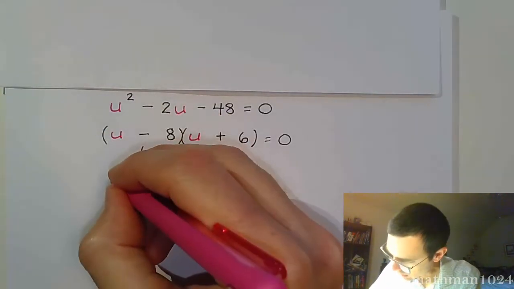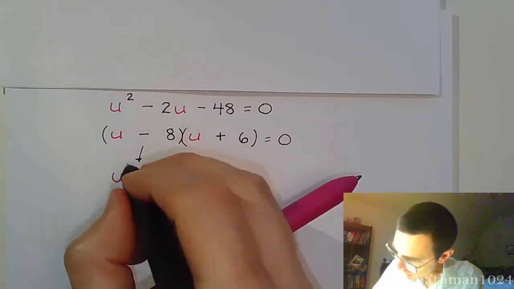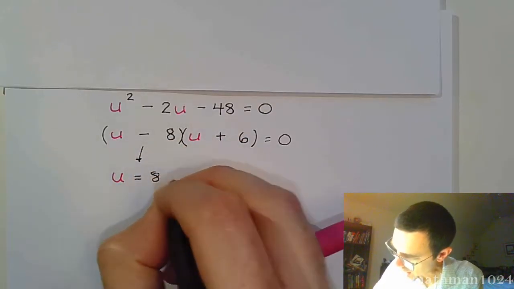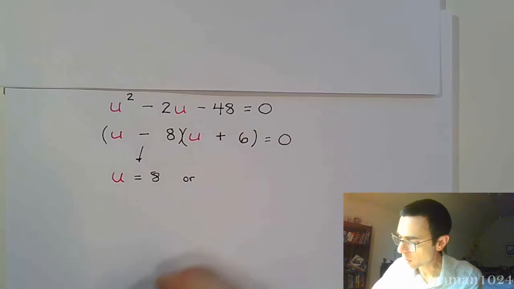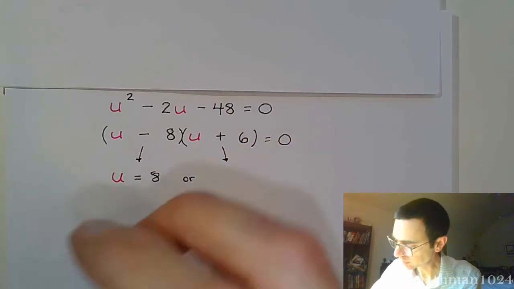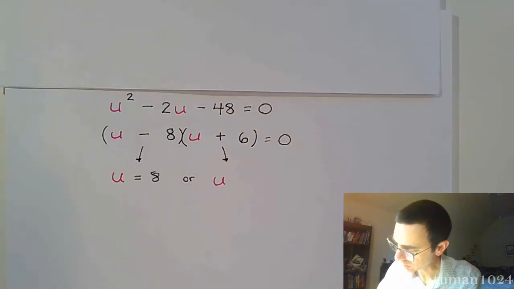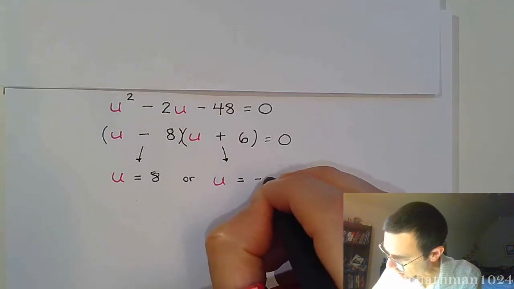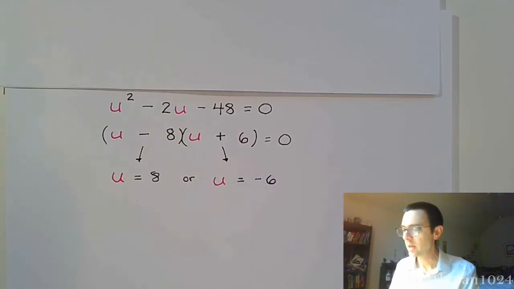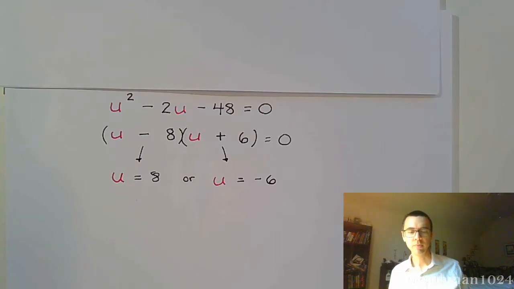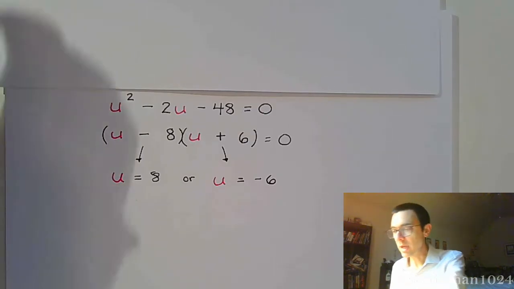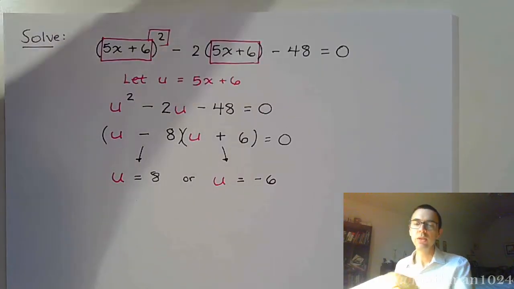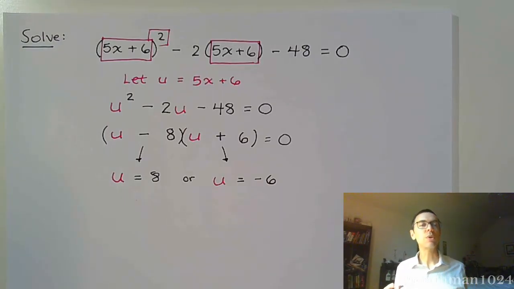So here, that means u equals 8, or from the other factor, u equals negative 6. But we can't stop here because we didn't start with u. This is now where you go back to what the original problem was.